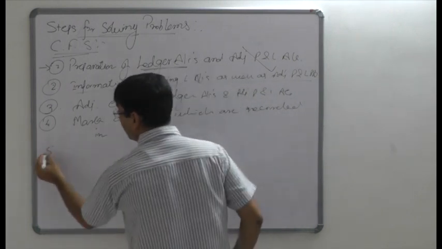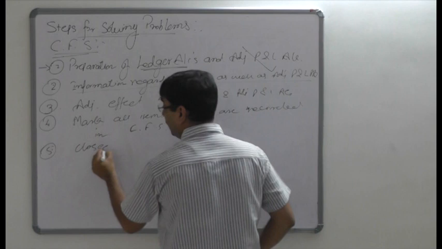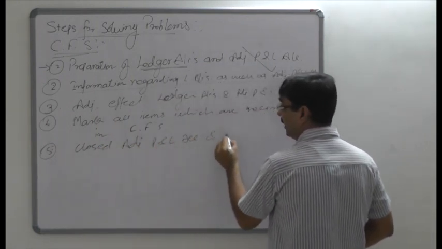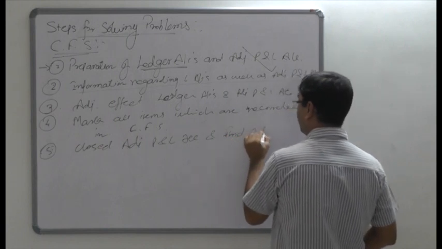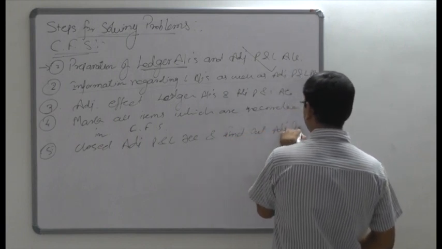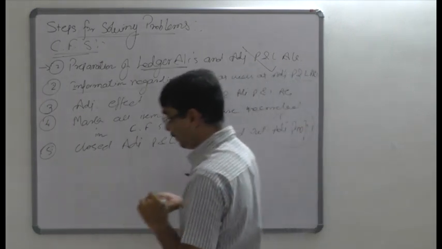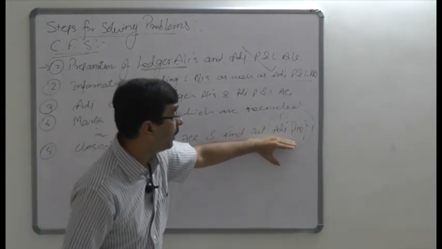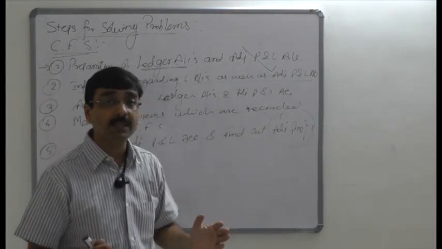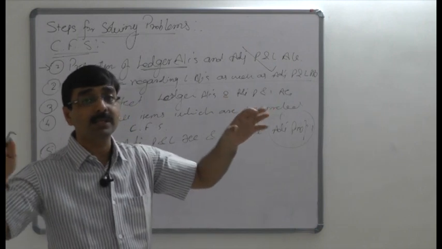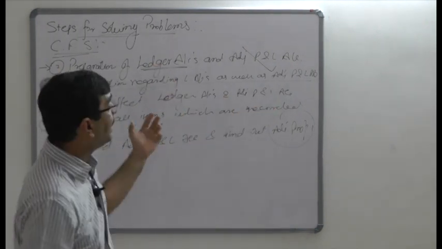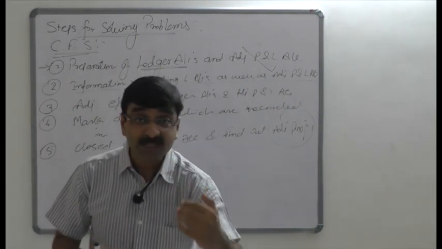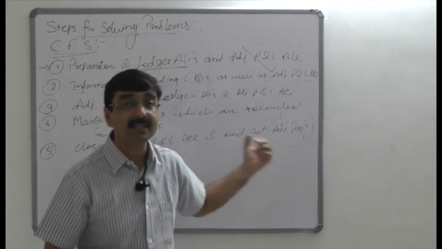And the last item is to close the adjusted profit and loss account and find out the adjusted profit. This is a very important part in the first segment. So in the cash flow statement, the first segment starts here. After preparing the adjusted profit and loss account, we will close it, find out the adjusted profit, and that adjusted profit would be recorded in the cash flow statement. So the cash flow statement begins with this adjusted profit.